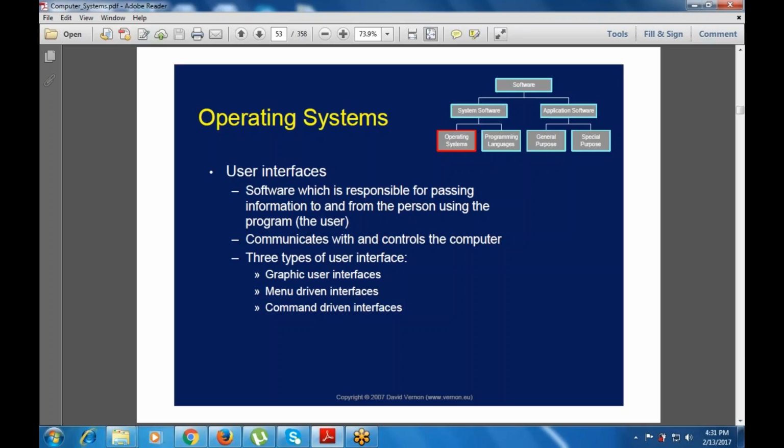A graphical user interface means, for example, we are using Windows. We are using graphics by which we can study the concept, how we are going to build and how we are going to access. Then menu driven means a menu is generated for various tasks and we have to choose the option from the menu. Then command driven, for example DOS, Linux: we have to give the commands in the interface and type them.